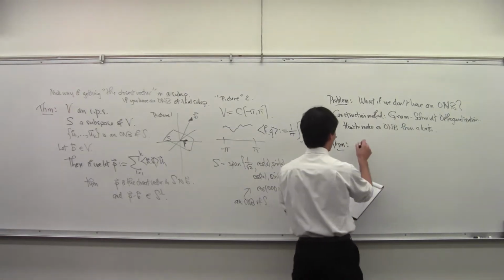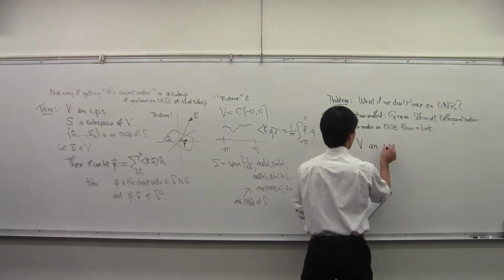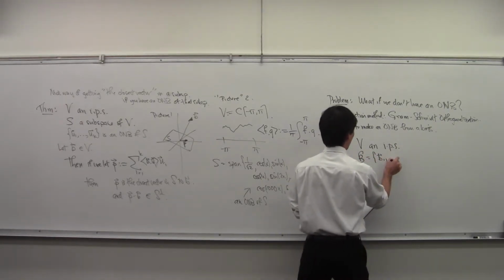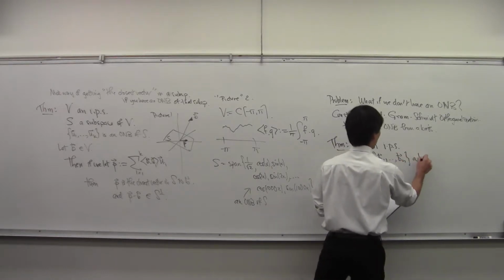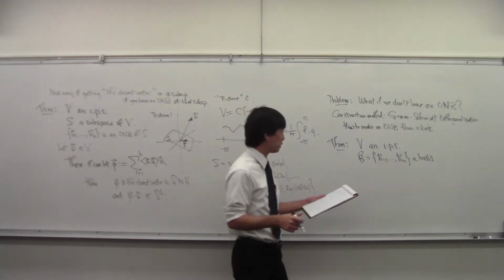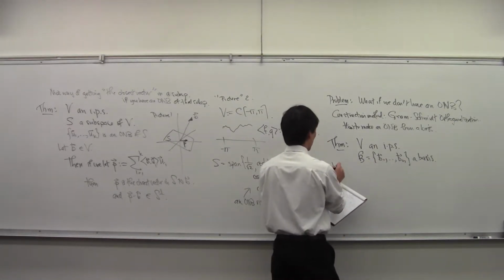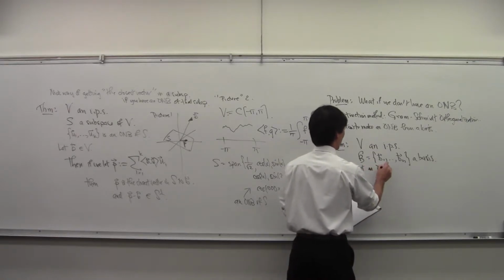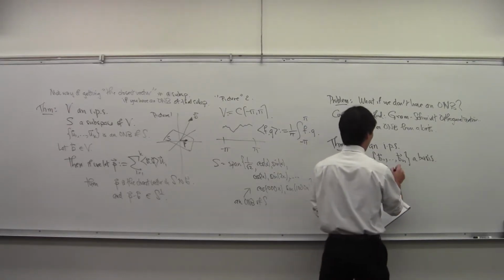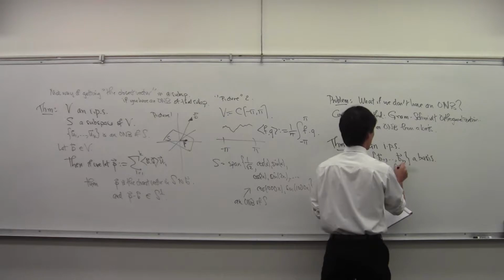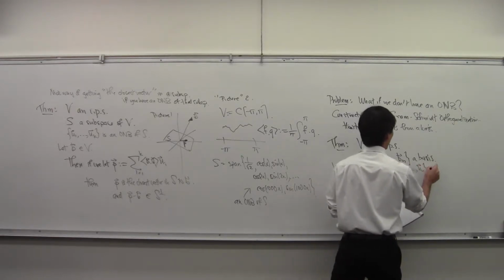Anyway, let me state the construction. Here's the theorem. You have V an inner product space, B a basis. Then you want to construct an orthogonal, I'm sorry, an orthonormal basis. We can construct an orthonormal basis U1 through UN recursively.